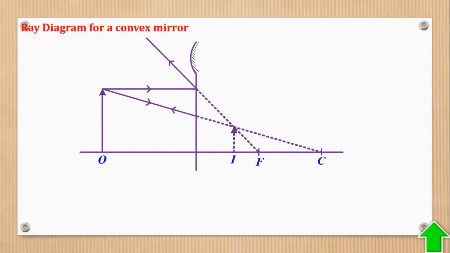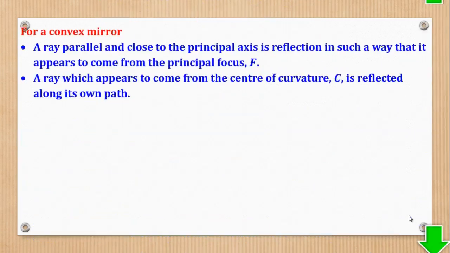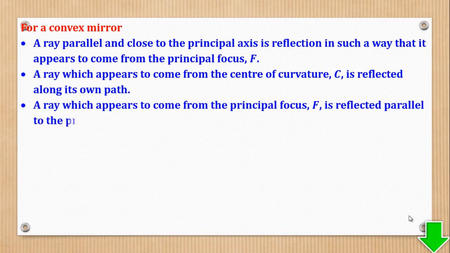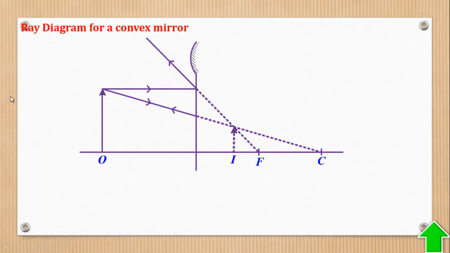But there are also 2 more rays. Let's look at them. The third one says a ray which appears to come from the principal focus, F, is reflected parallel to the principal axis. So this ray appears to come from the principal focus, therefore it is reflected parallel to the principal axis.